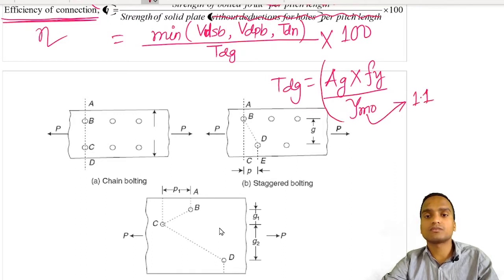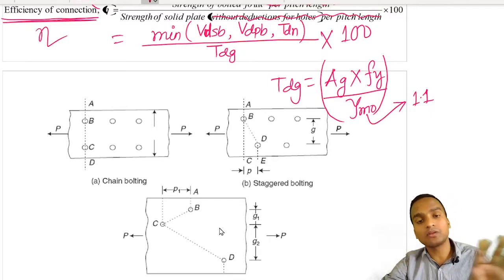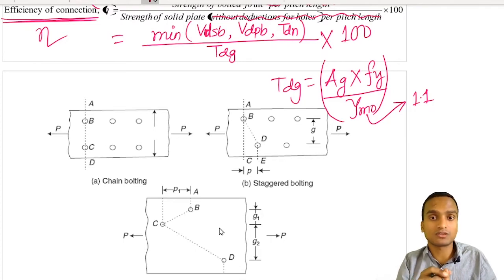So this is the formula for calculation of the gross strength of a solid plate. When we calculate all these four strengths, then we can calculate the strength of the joint and the efficiency of the joint also. So this completes your topic of bolted connections.